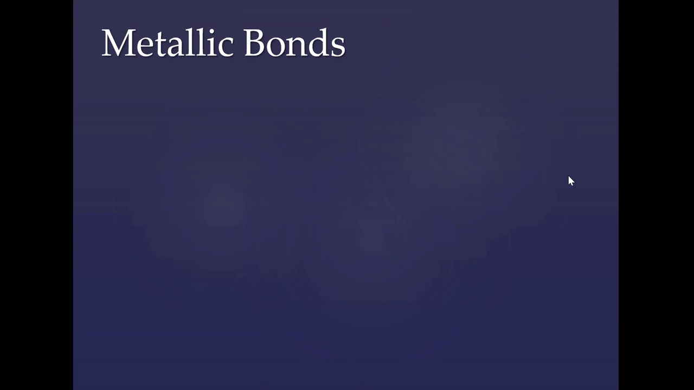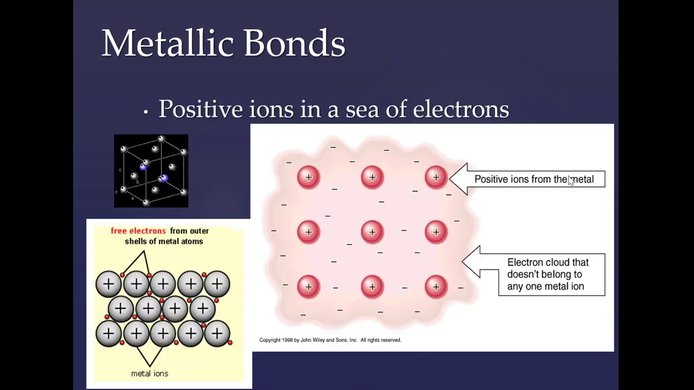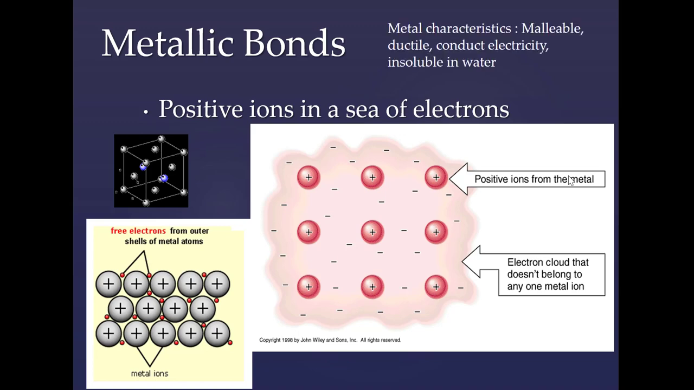All right, metallic bonds. A metallic bond is positive ions in a sea of electrons. So in the crystal, in those unit cells, we will have those cations, these little positive ions. Flowing through the unit cell will be those delocalized electrons, those free electrons.